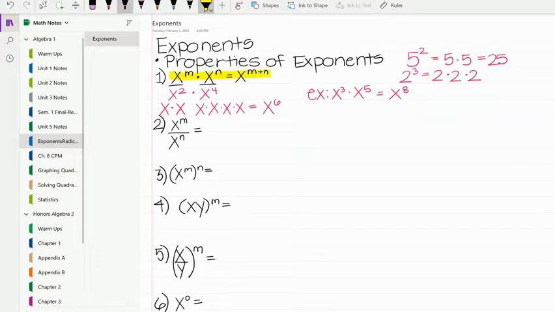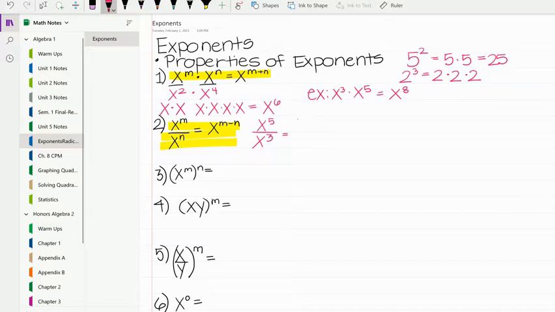Okay, our next one. If we have the same base and we're dividing, what we really do is subtract the exponents, like so. And again, I'm going to highlight these properties just so they stand out. Let's go ahead and look at an example of that. I'm going to use the x's once again. Let's say I have x to the fifth over x cubed, okay?